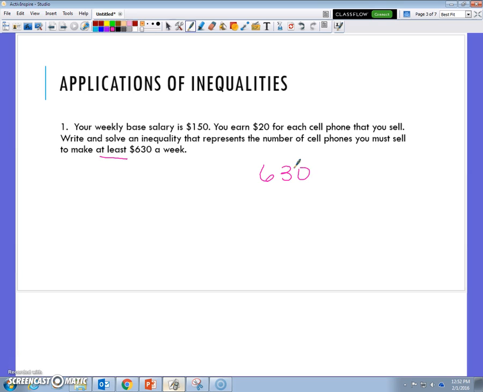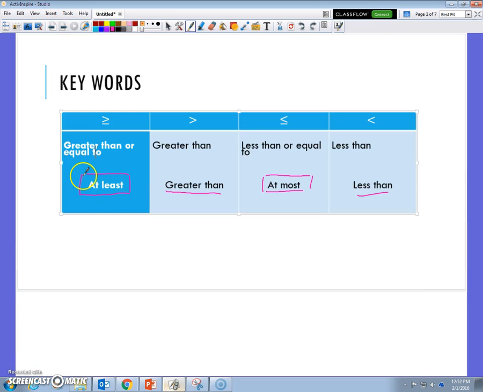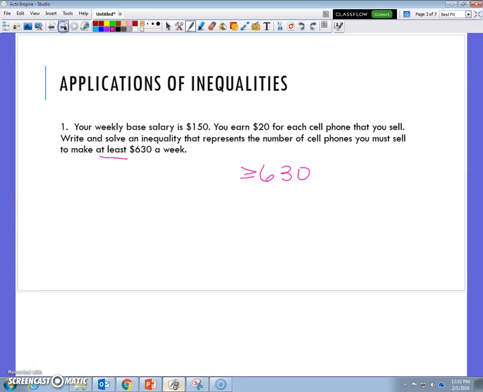So we need to make 630 or more. If that doesn't make sense as a greater than or equal to, we need to be bigger than or equal to 630 because we need to have at least 630. You can always go back and take a look at the keywords. We're thinking about greater than or equal to 630.